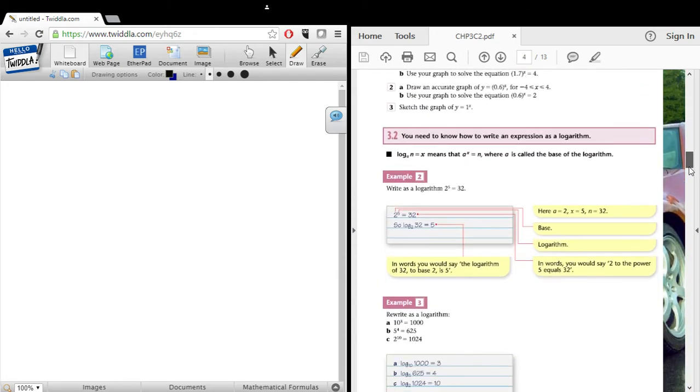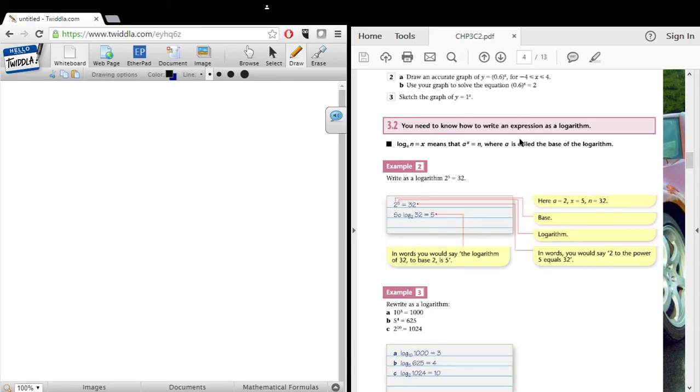So exercise 3A. That's very straightforward. You need to know how to write an expression as a logarithm. So you have log subscript a of n equals x, which means that a to the power of x equals n, where a is called the base of the logarithm. This is just something that you need to recall for later on, because you'll be asked to resolve questions that you'll encounter in particular forms. So log a n equals x.